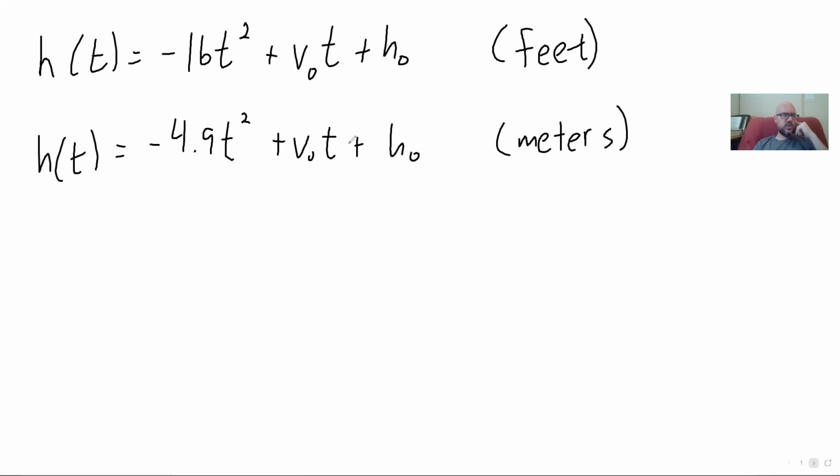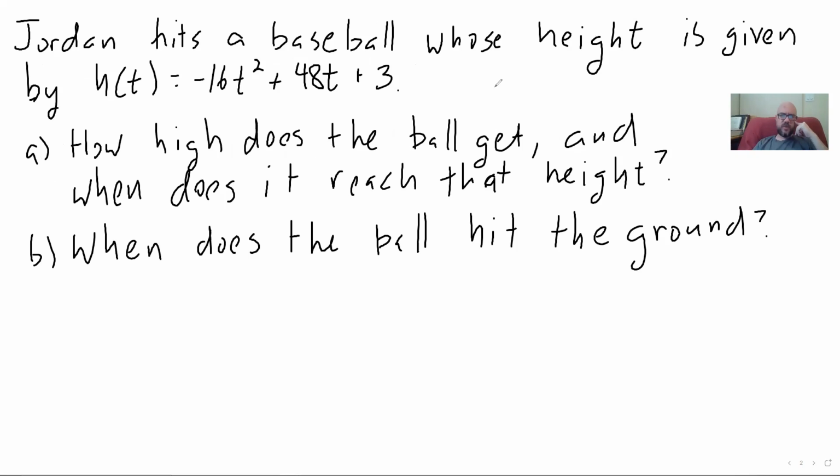There we go. So Jordan hits a baseball whose height is given by this function: h of t equals minus 16t squared plus 48t plus 3. Oh, this is in feet. You can tell because it's got a minus 16 instead of a negative 4.9. And so I want to know how high the ball gets and when it reaches that height, and then how long it takes to hit the ground.